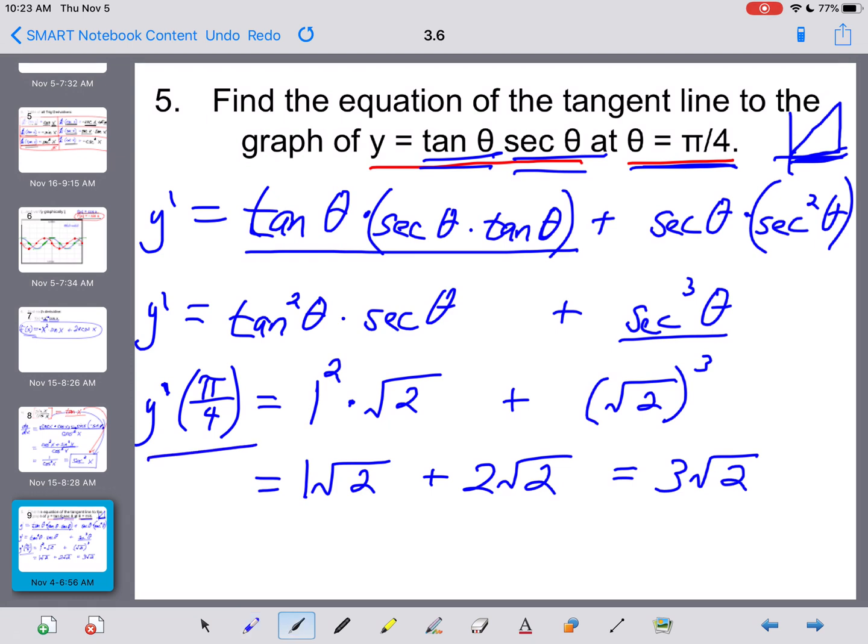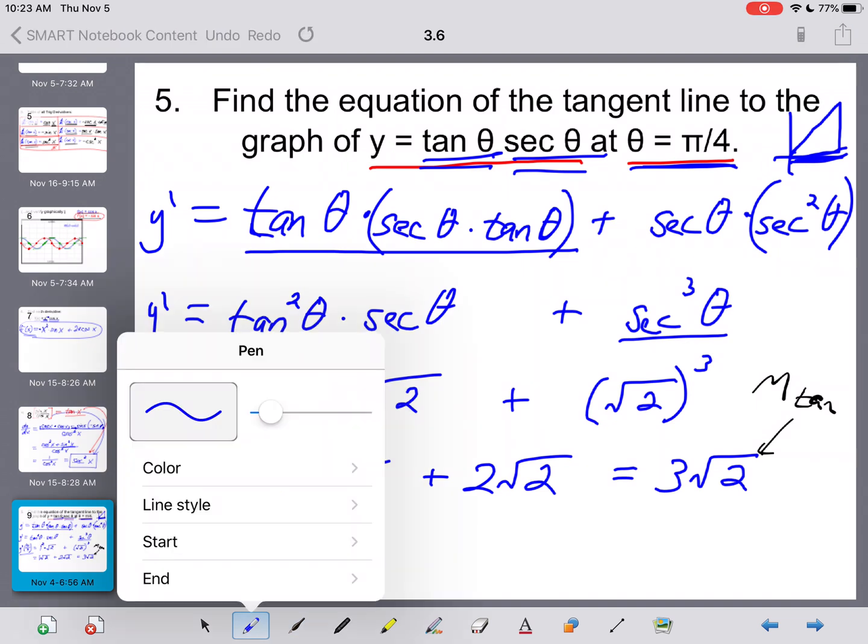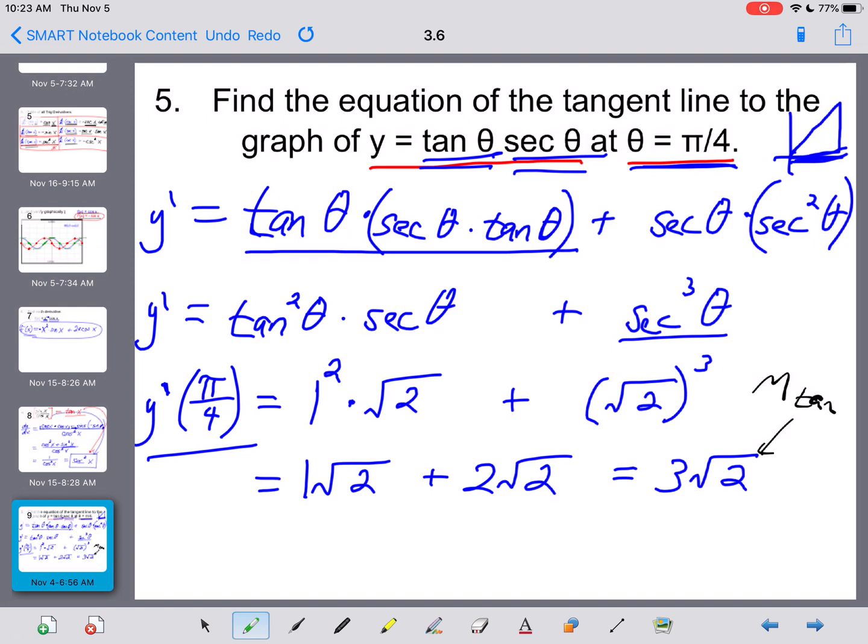That, everybody, let's make a note, that is the slope of our tangent. Okay. What else do we need to know? We also need the point of tangency. And the point of tangency comes not from y prime of pi over 4, but just the original function, y, evaluated at pi over 4 as well.